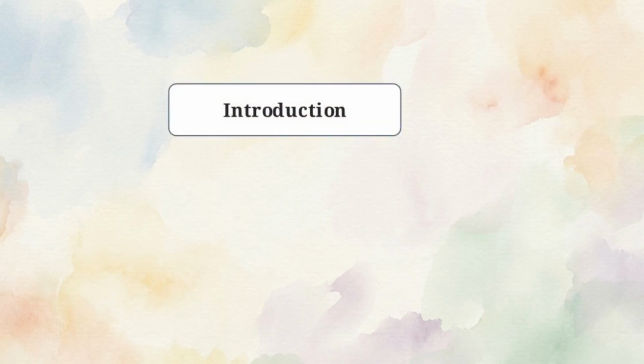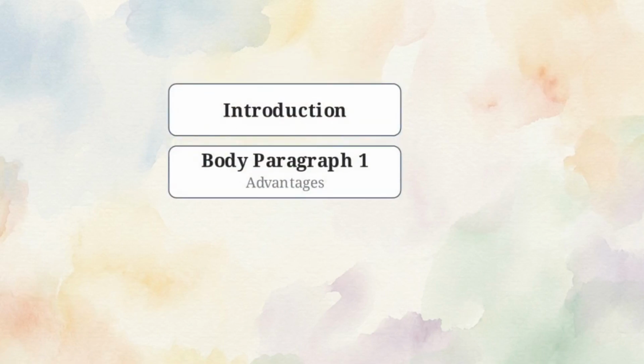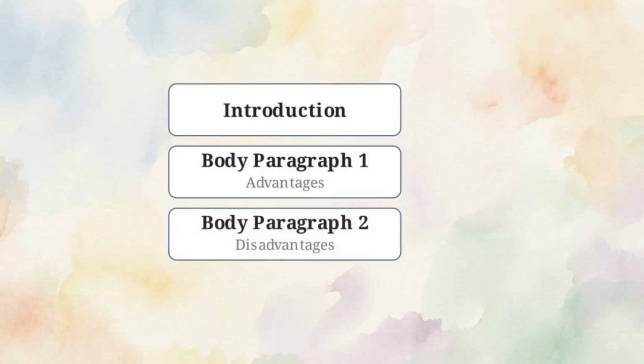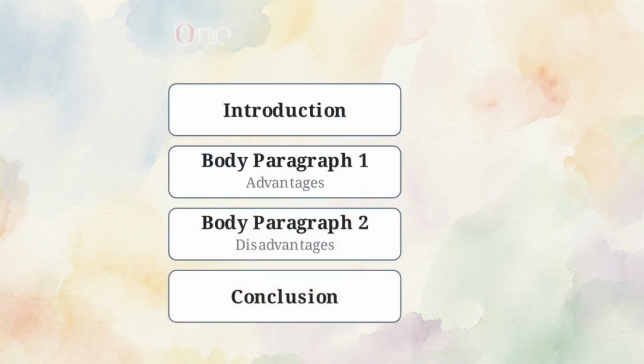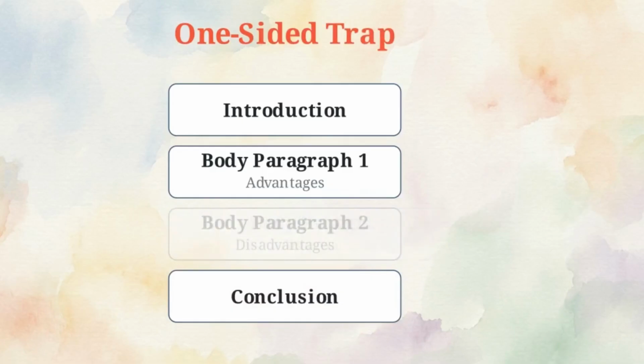Box 1 is your introduction. Box 2 is body paragraph 1, dedicated entirely to advantages. Box 3 is body paragraph 2, for disadvantages. And the final box is your conclusion.